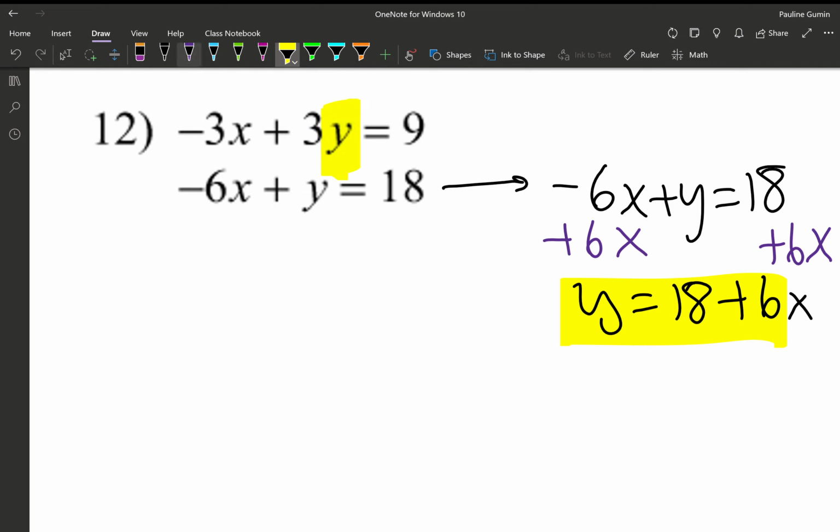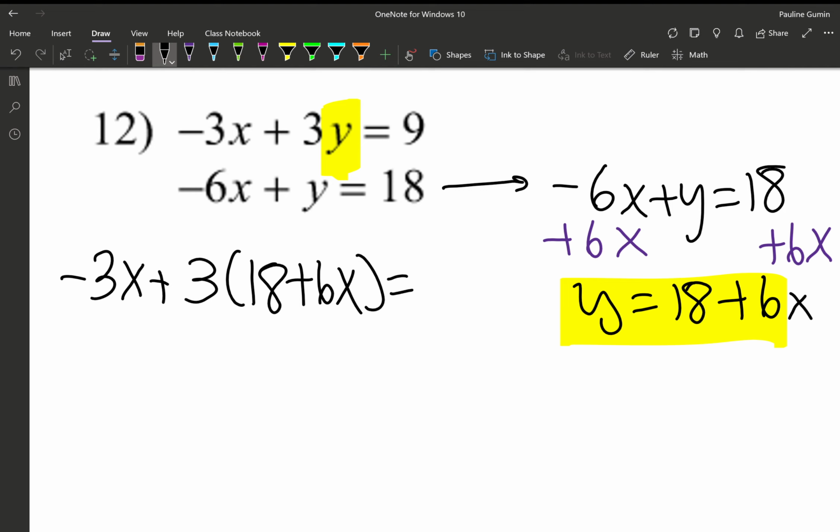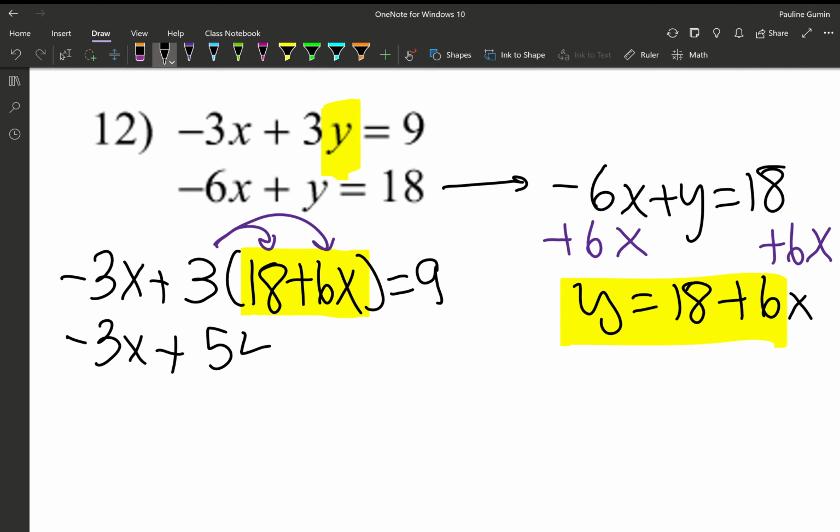So we've got negative 3x plus 3, parenthesis 18 plus 6x equals 9. Let's distribute that 3. So you've got negative 3x. 3 times 18 is 54. 3 times 6 is 18, and the x tags along.